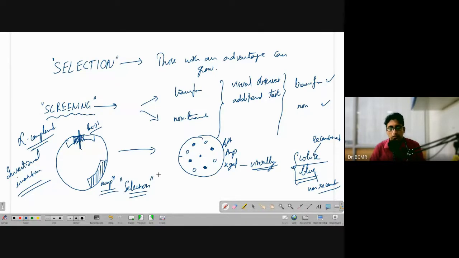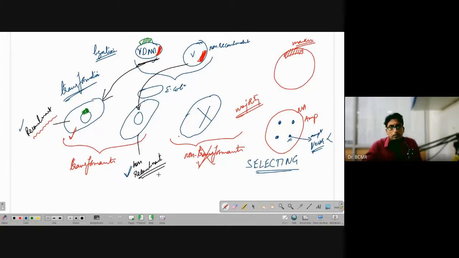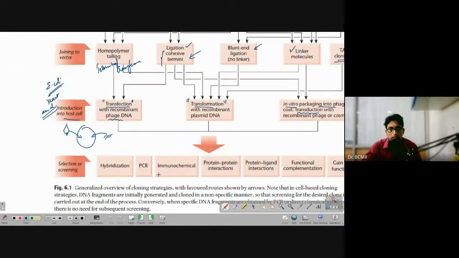In selection, only those that we actually want will survive and the rest will die. In screening, all will grow, but we are able to figure out which ones are the ones that we are looking for, the recombinants usually. Okay, so I hope you got the terminology right.